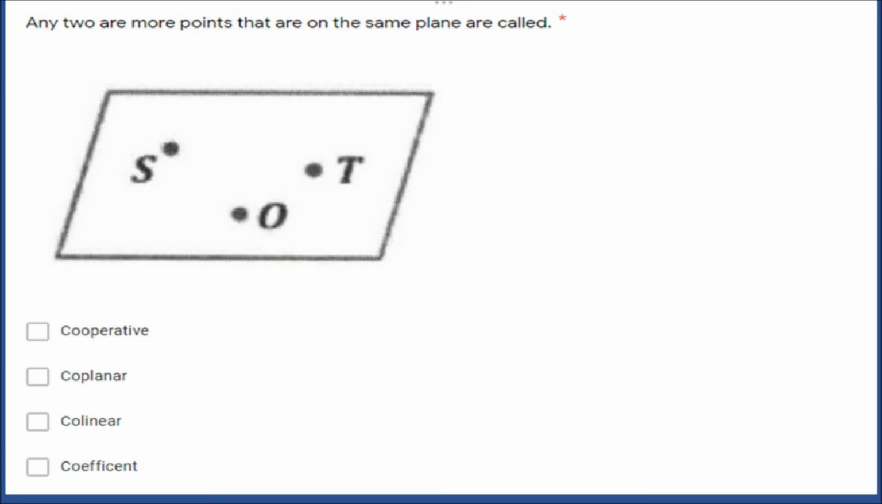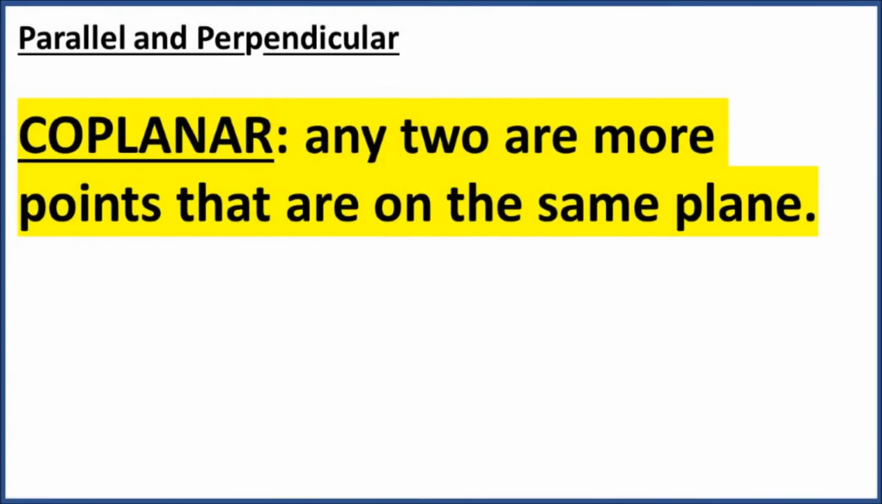Any two or more points that are on the same plane are called cooperative, coplanar, colinear, coefficient. Give the students time to answer. The answer is coplanar. Any two or more points that are on the same plane. Next question.